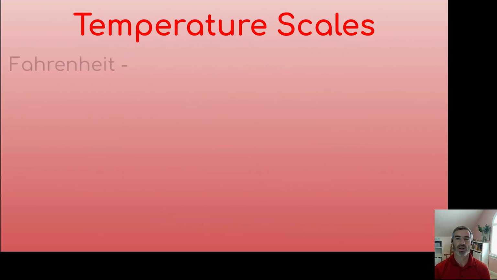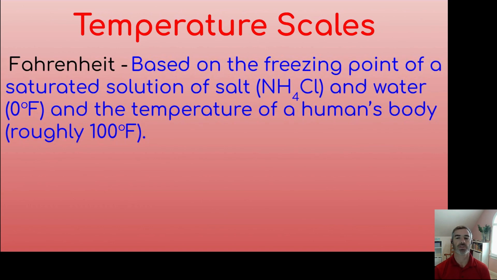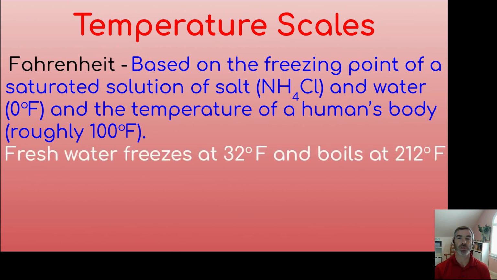The Fahrenheit scale is based on the freezing point of a saturated solution of a salt and water. At that point, it was called 0 degrees Fahrenheit. And it was roughly based on the temperature of a human's body, which is a little less than 100 degrees Fahrenheit, but that was what was used for the Fahrenheit scale. So equal increments were marked between 0 and 100. Fresh water freezes at 32 degrees Fahrenheit and it boils at 212 degrees Fahrenheit.